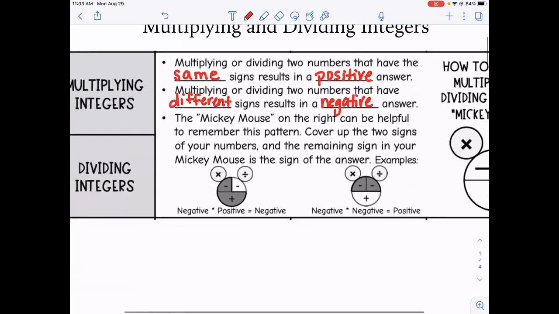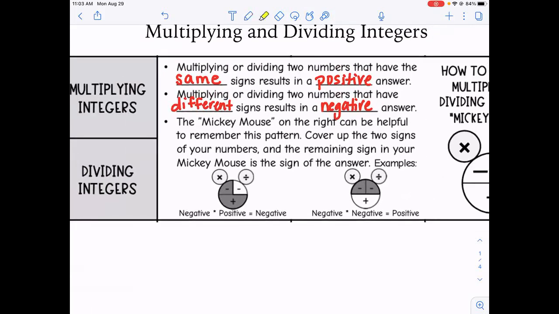So I want you to take a highlighter from your caddy and I want you to highlight negative times positive equals negative. Negative times negative equals positive. Just so you can draw attention to those if you need that reminder.